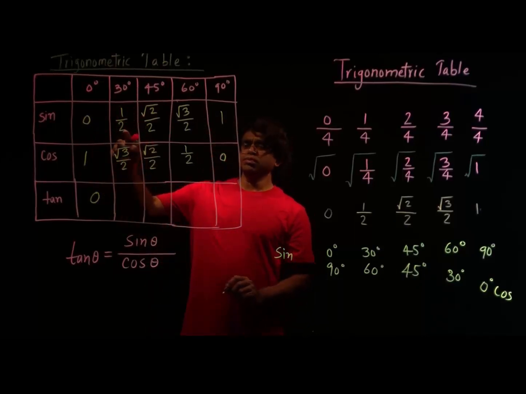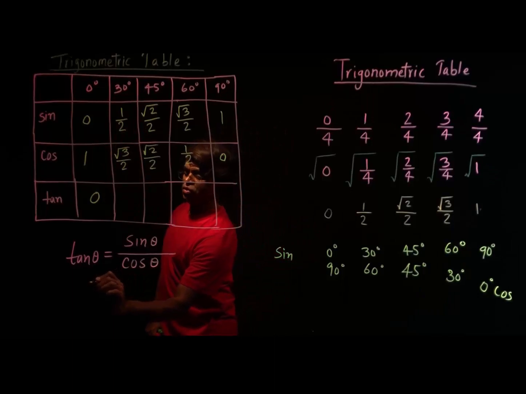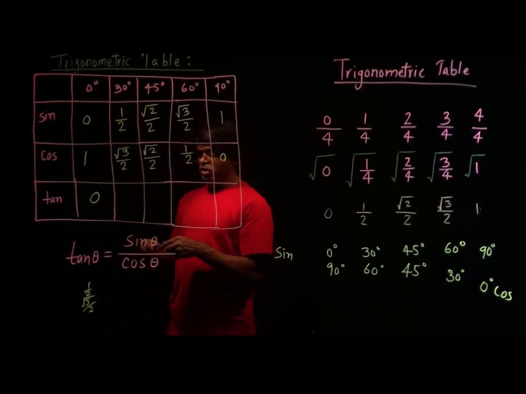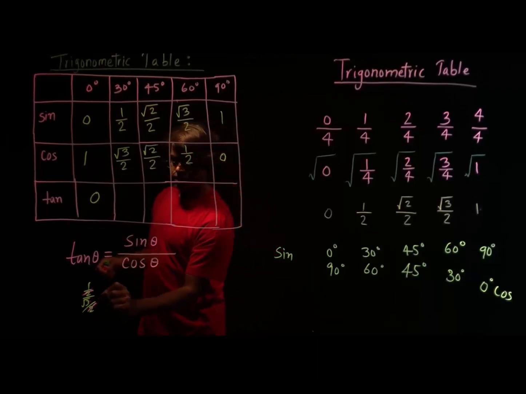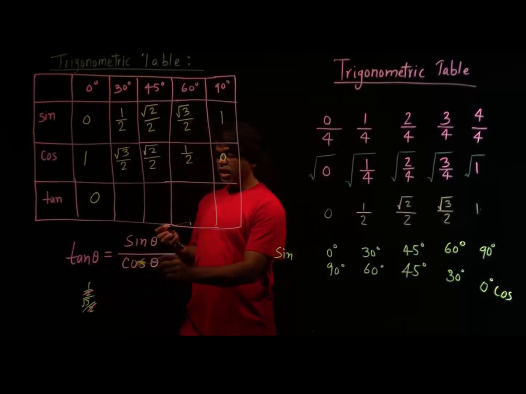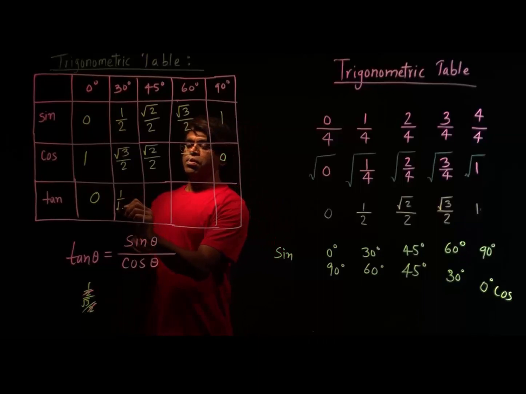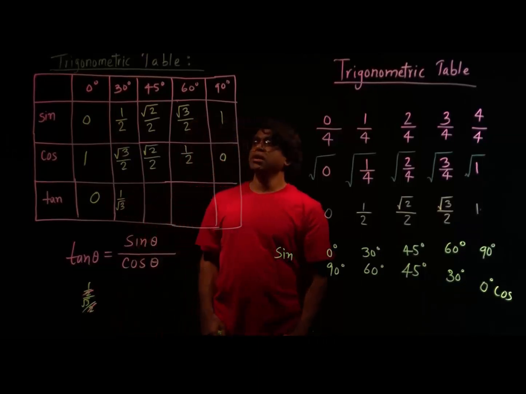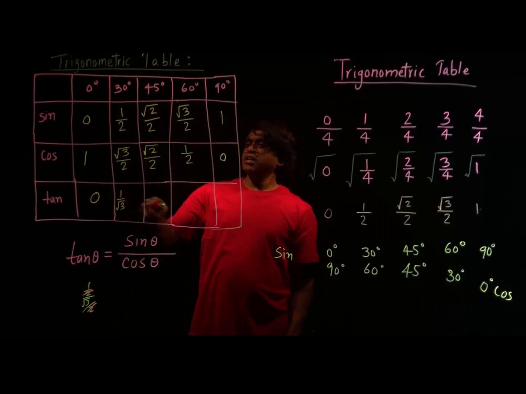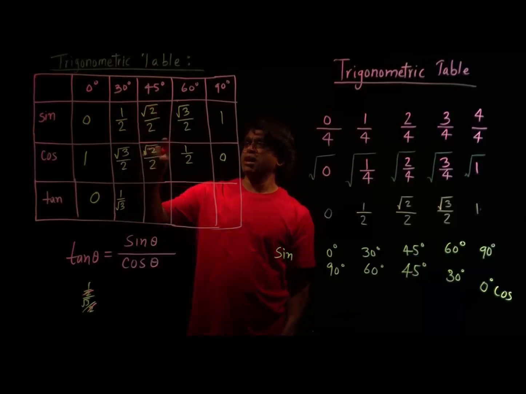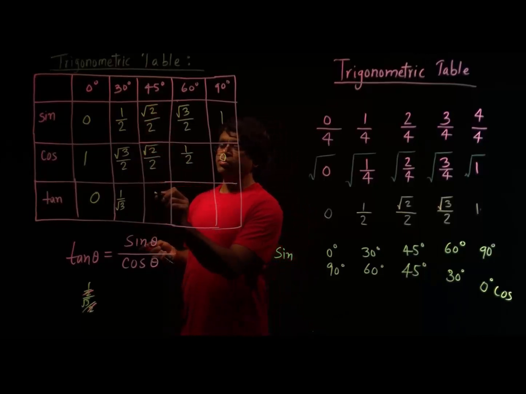Now 1 over 2, let me write it down here for you: 1 over 2 over root 3 over 2. You can see my 2 is cancelling out, and what I got is 1 over root 3 left. So I'll write 1 over root 3. Now, tangent 45 is sine 45 over cosine 45. You can see numerator and denominator are both the same number, so I will get 1.